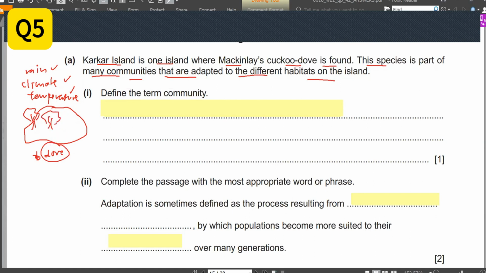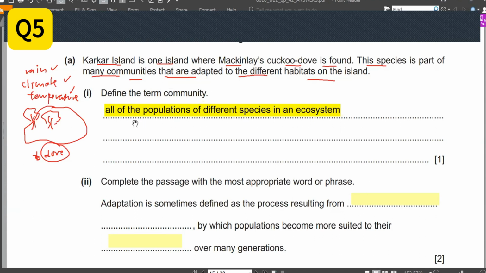Define the term community. We have a number of terms that we need to know about this topic, and one of them is community. So what does community mean? All the populations of different species in the ecosystem. Populations of different species, so this will include animals and plants.